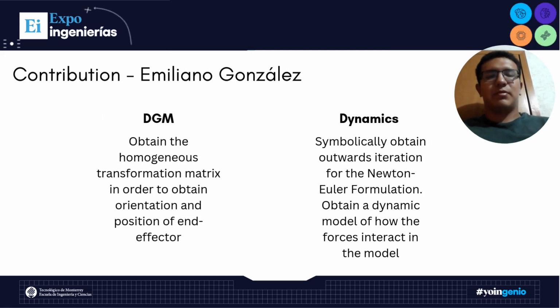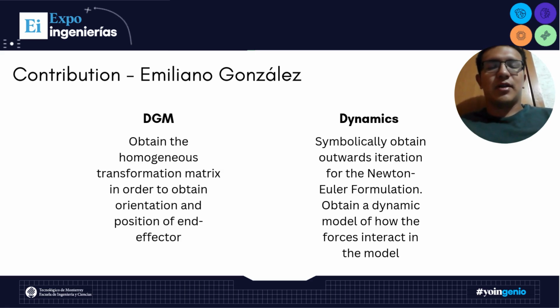Now, my individual contributions for this project were, first, for the DGM, to obtain the homogeneous transformation matrix in order to obtain the position and orientation of the effector, and on the dynamics model, my contribution was to obtain in a symbolic way the inward iteration for the Newton-Euler formulation.